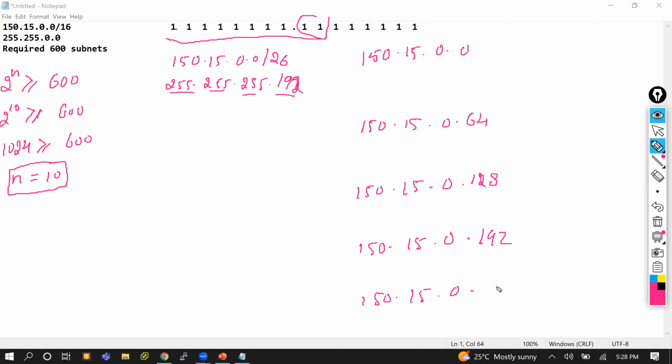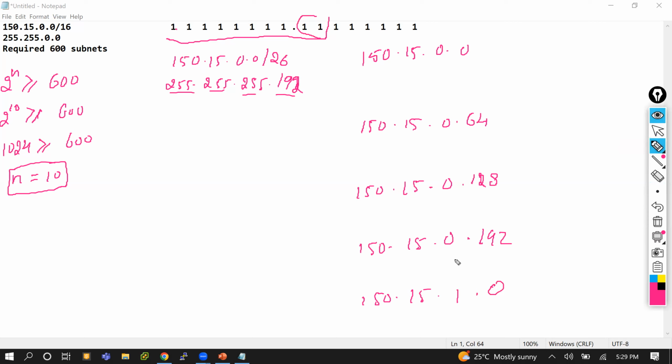We don't have any 256, so we will have 255. 255 will be the broadcast ID. Now, what is my next network? Next network will be 1.0. Once 255 gets completed, that's it, right?